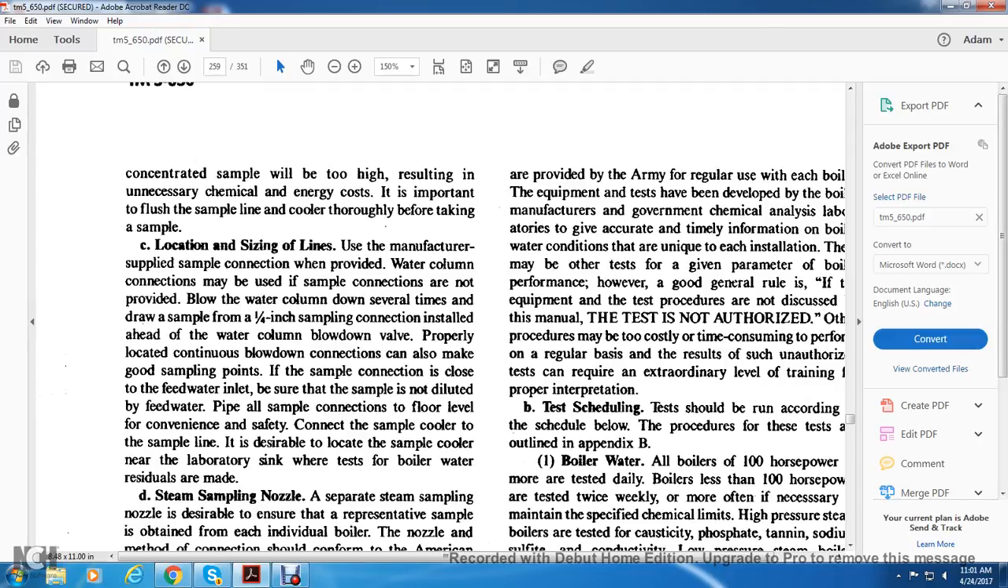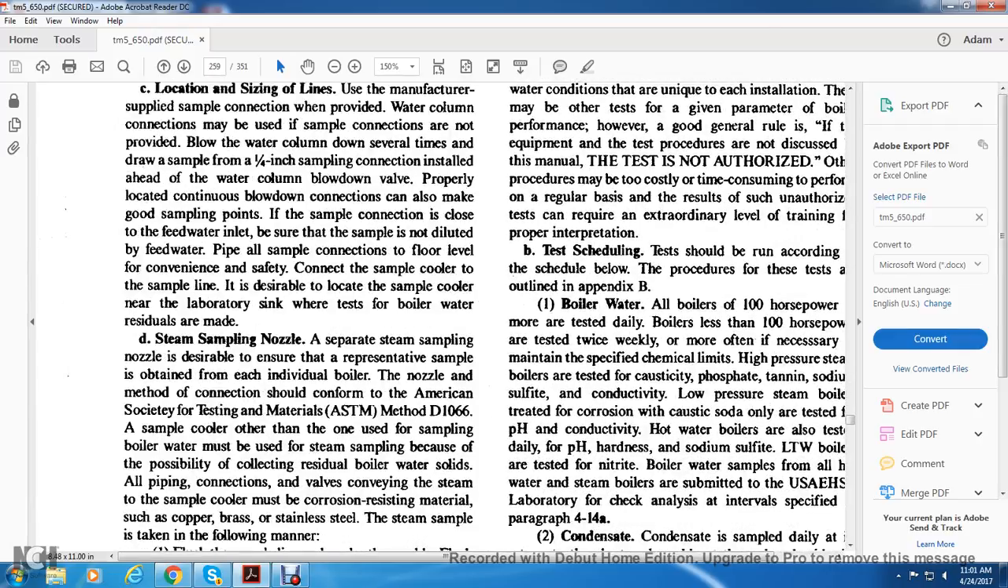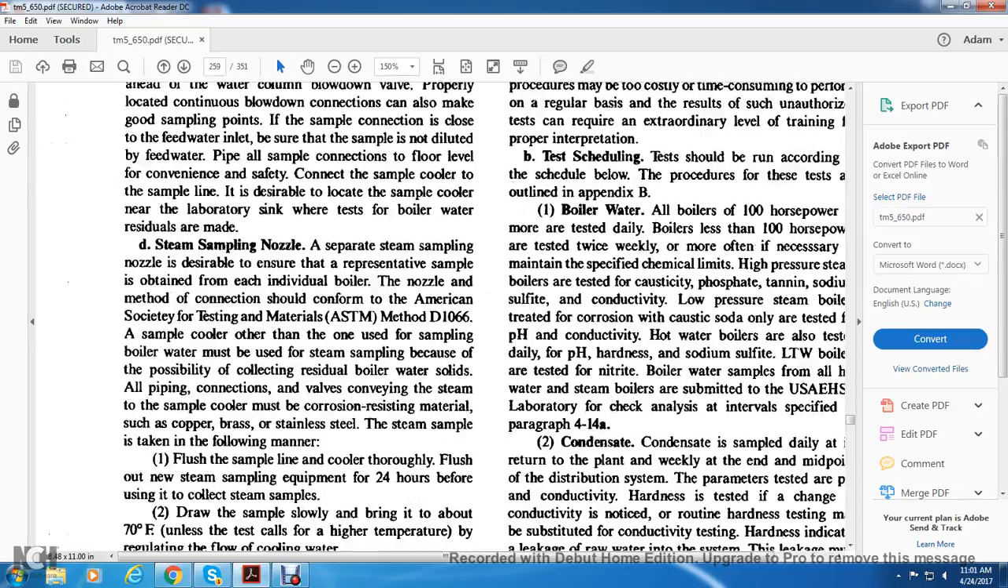Blow down several times, then draw the sample from a 1/4 inch sample connection installed with the head of the water column blowdown valve, if properly located, but the continuous blowdown connections can also make good sampling points. If the sample connection is close to the feed water line, the sample may be diluted with the feed water. The sample connections should be at floor level for convenience and safety. The sample line is desirably located with the sample cooler near the laboratory sink as well, where the test and water residual are made.